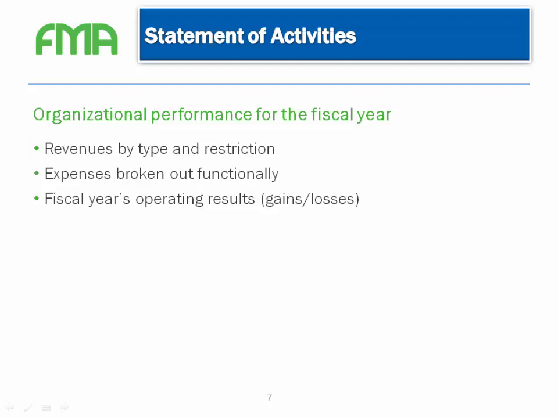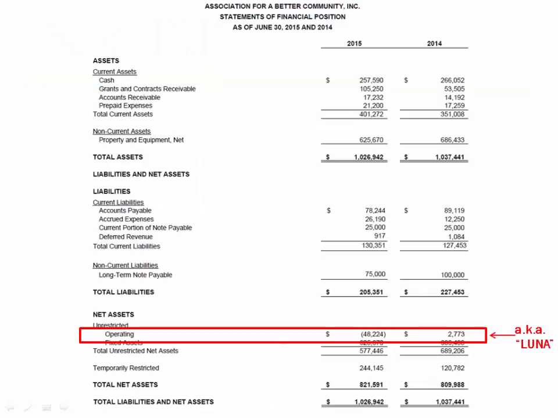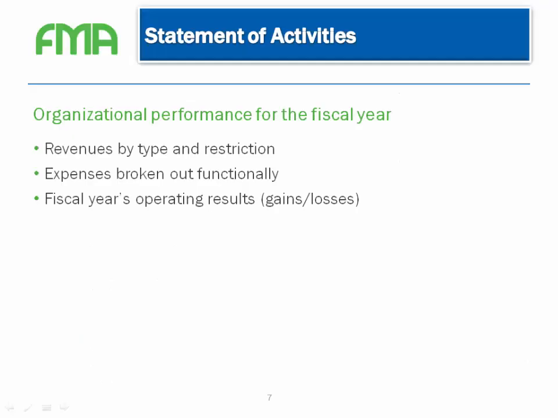Okay, the next statement that we are going to talk about is the statement of activities, the P&L or the income statement. The balance sheet that we just looked at is as of one particular point in time. So if I go back to the previous slide, we'll see that this is as of June 30th, 2015. This is what our assets and our liabilities and our net assets looked like as of June 30th, 2015. The statement of activities shows us our financial performance over the course of a period of time. In audited financial statements, it's over the course of one fiscal year.